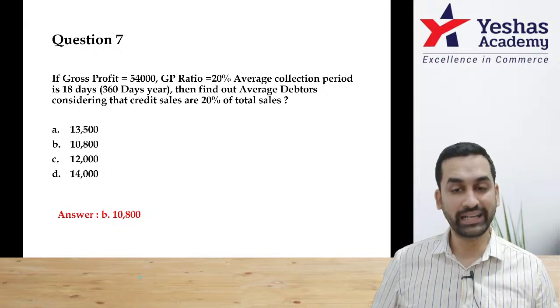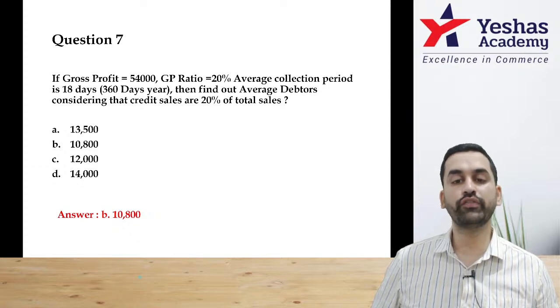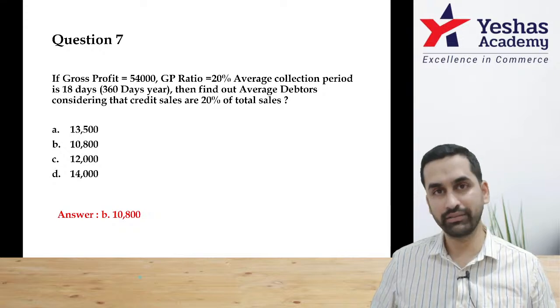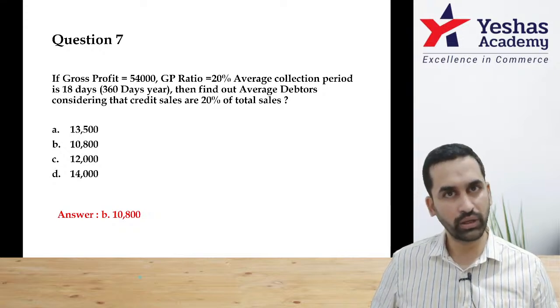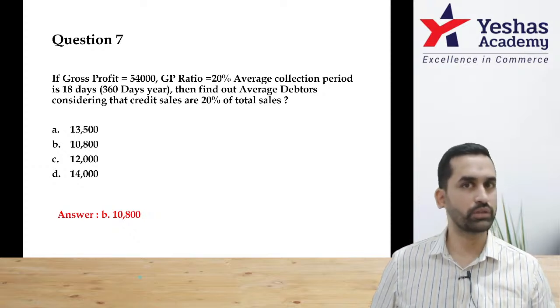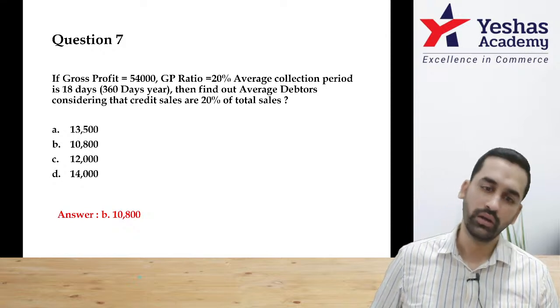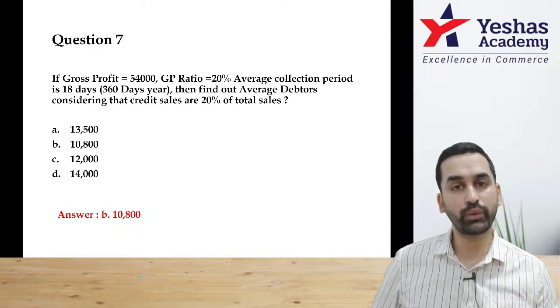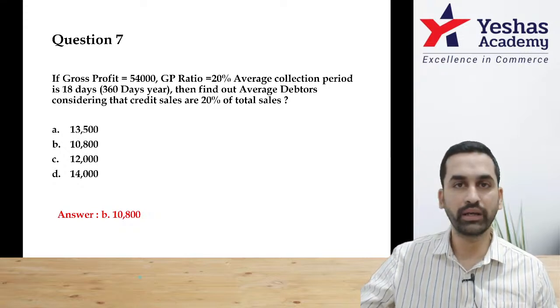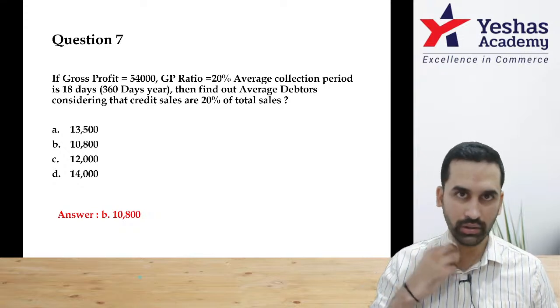Now those who are not getting this, understand: GP ratio is with you, GP is 54,000. From there you find out the sales value. 20% means 0.2. 0.2 is equal to 54,000 by sales. With cross multiplication you can get the sales value. On that apply 20%. Only that portion is credit sale. Now that becomes your credit sale numerator amount.